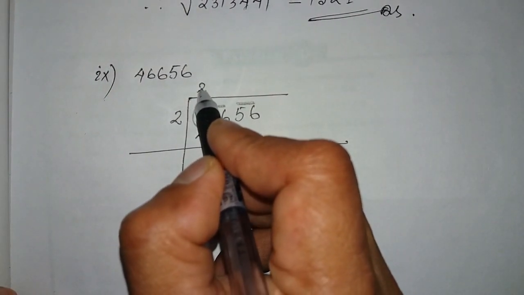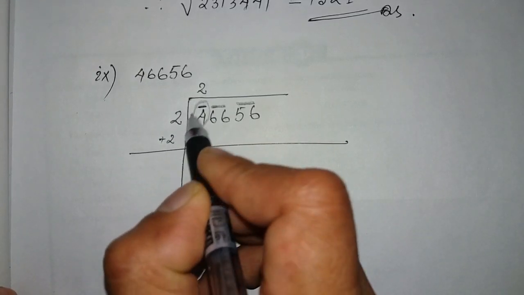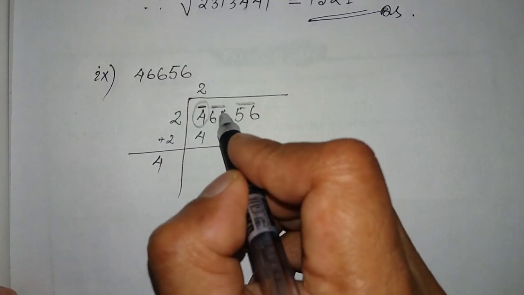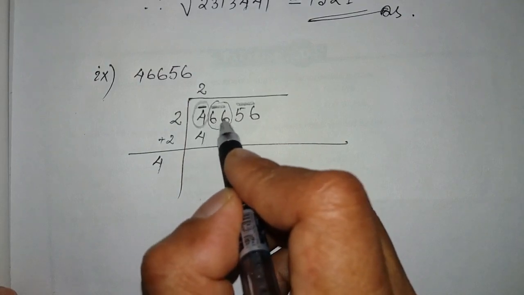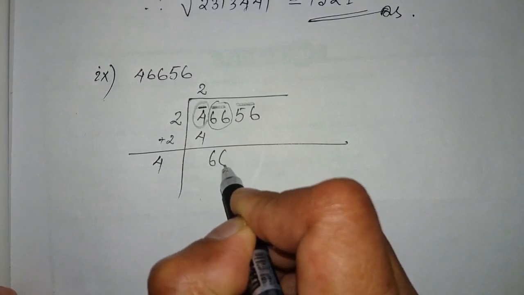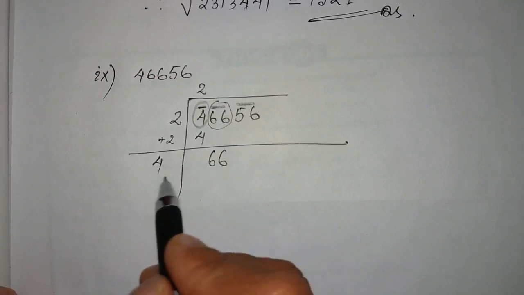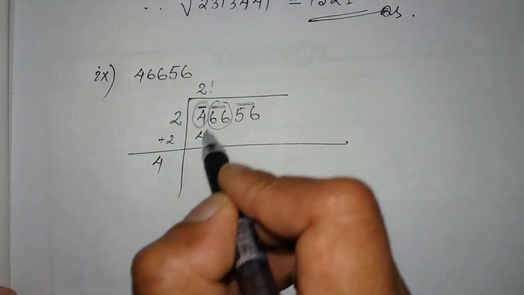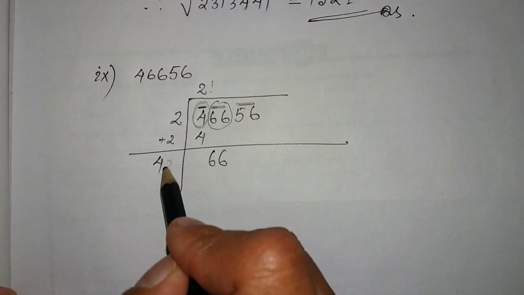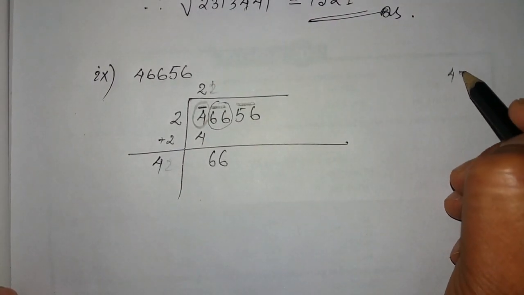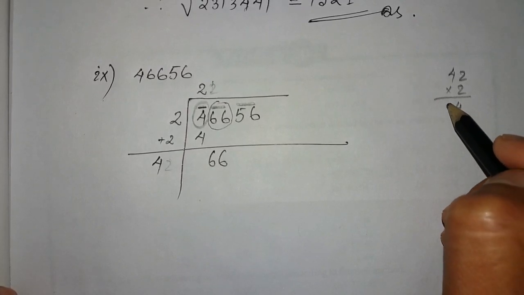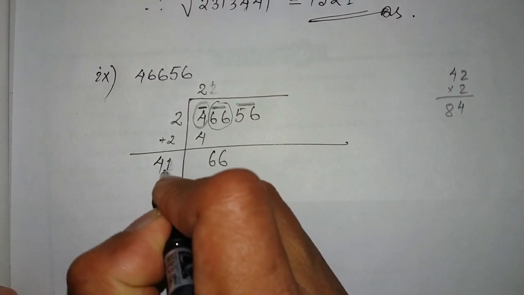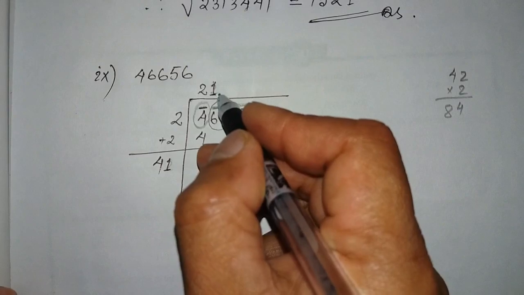Now again you have to add this 2. So you write this one here. So 2 plus 2 is 4. Now let's take down the number in the next bar. It is 66. Now this is 66 and we have 4 here. If we write 1 here, then we have to write 1 here. If we write 2 here, then we have to write 2 here. But if we write 2, it is too big already, because 42 into 2 is 84. This is only 66. So we have to take 1. So 41 into 1 is 41.